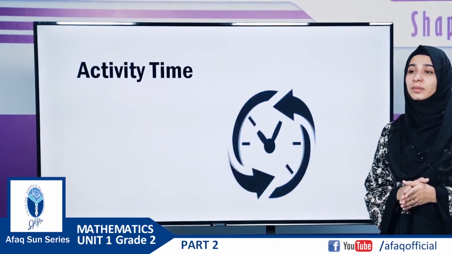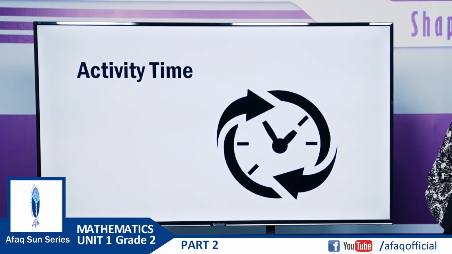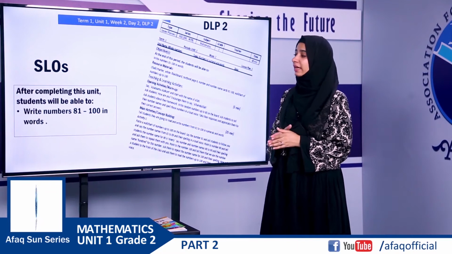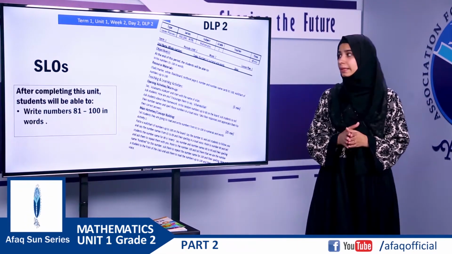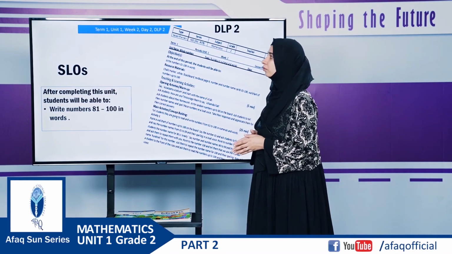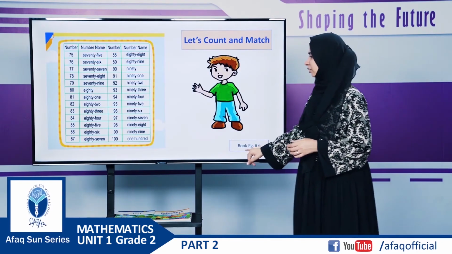So students, I hope that you have read the counting till number 80. Now let's move to our next activity. So in this lesson, we will be covering only one SLO, that is write numbers 81 to 100 in words, as we have already done till number 80. To cover this SLO, the complete methodology has been given in DLP 2 of day 2 of week 2 of unit 1 of term 1.